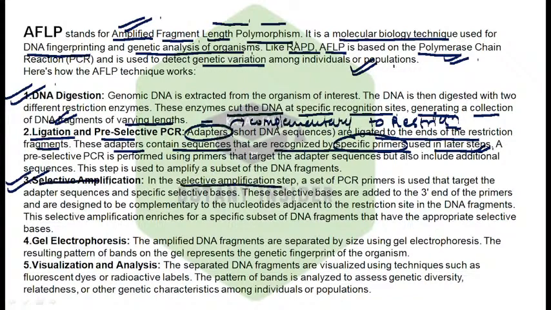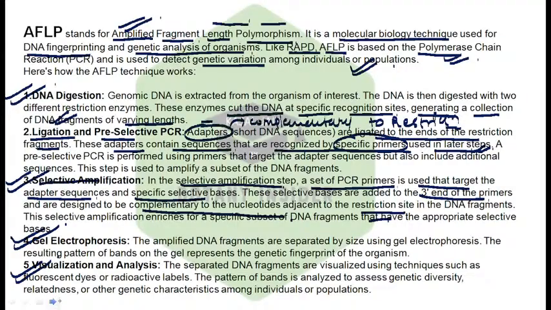In selective amplification, we need a set of primers which target the adapter sequence and specific selective bases. These are added to the 3' end of the primer and are going to be complementary to the nucleotide adjacent to the restriction site. Then we run our gel electrophoresis and we visualize the DNA.